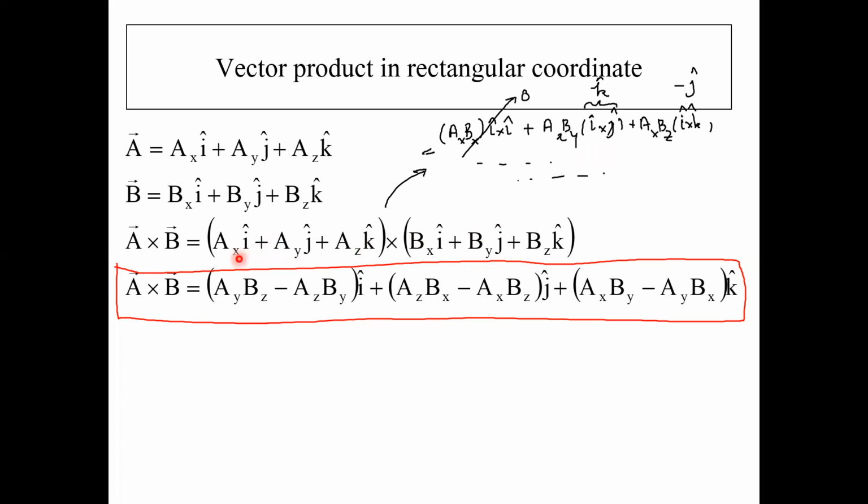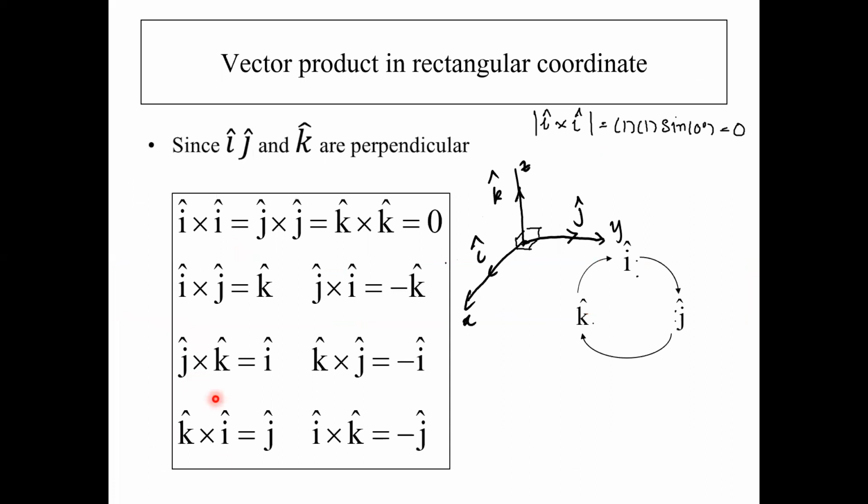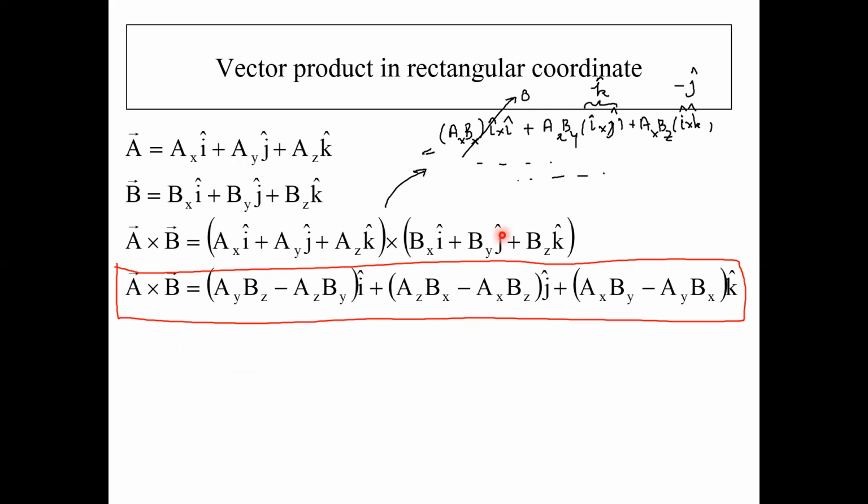What you have left is AX times BY, i cross j, which gives you the unit vector k. And AX times BZ, i cross k. Well, get back to one page. You see that i cross k is minus j. So keep doing this until all of the nine terms are done, and then rearrange them in the same direction: i, j, and k.